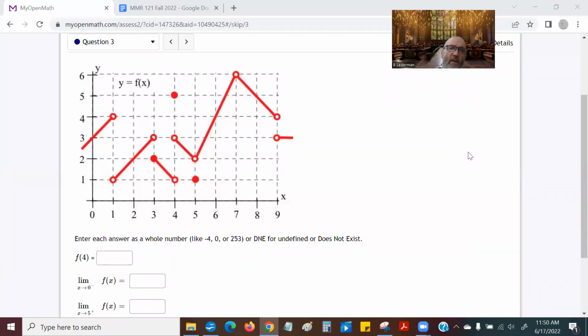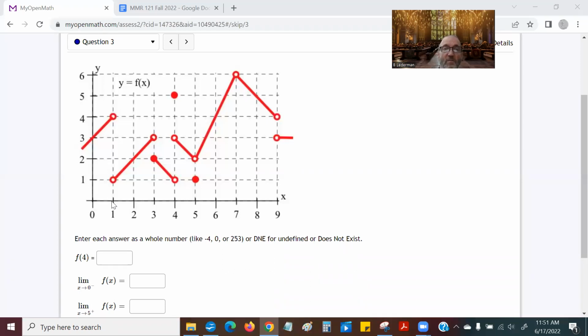I want to point out that when x approaches 1, when x comes in from the negative side, we see that the y values get close to 4. When x comes in from the positive side, the y values get close to 1. So the left and the right don't match each other. But what about when x equals 1? Where's my solid dot? Well, there is no solid dot. It doesn't necessarily have to be. You could have a function which is just not defined at x equals 1.